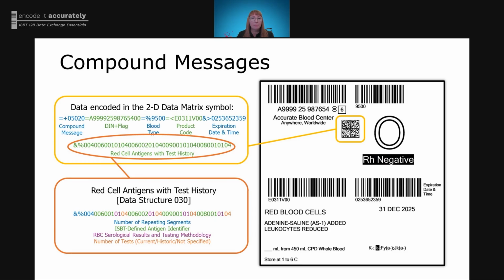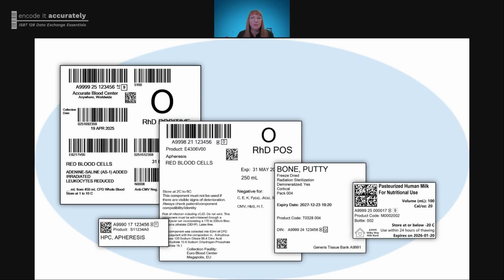As you can see, the data matrix encodes much more data than a linear barcode and offers just one scan instead of multiple scans. And this is true not only for blood, but for any MPHO.